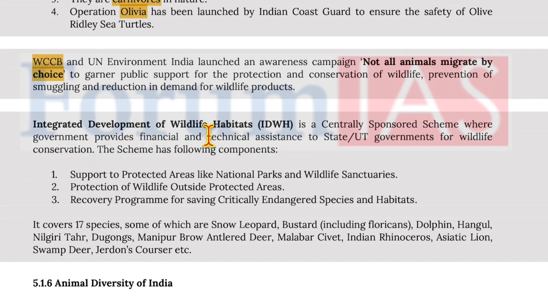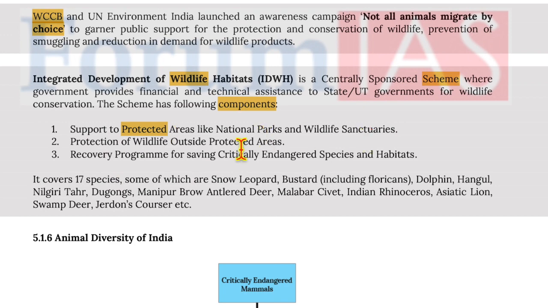Now, Integrated Development of Wildlife Habitats is a centrally sponsored scheme where the government provides financial and technical assistance to state governments for wildlife conservation. The scheme has the following components: support to protected areas like national parks and wildlife sanctuaries, protection of wildlife outside protected areas, and recovery program for saving critically endangered species and habitats.